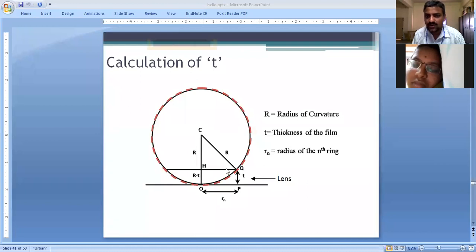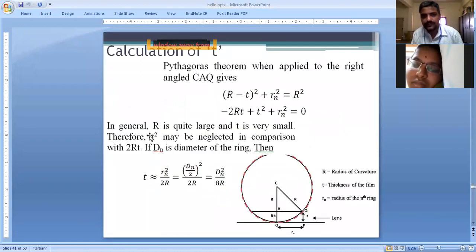You can apply the Pythagoras theorem to this right angle triangle CQH. CQH is a right angle triangle. There you can apply the Pythagoras theorem, which says that R square is equal to R minus T whole square plus small rn square, which I'll show in the next slide. I hope you can see this. So I'm going to calculate this sum. This is R minus T whole square, and this HQ is nothing but rn. So R square is equal to R minus T whole square plus rn square. This is the Pythagoras theorem.